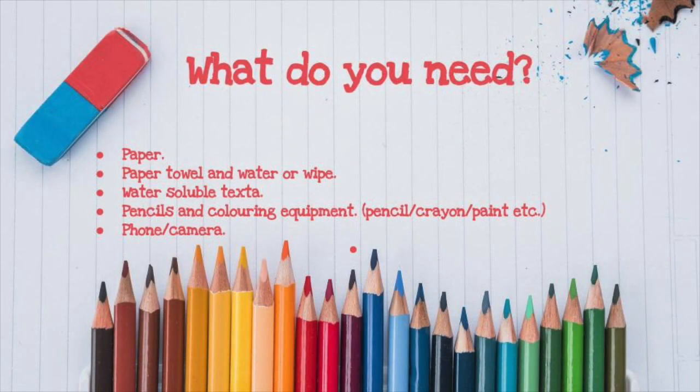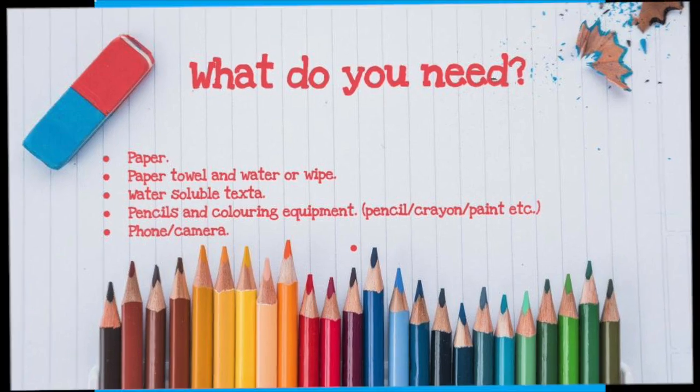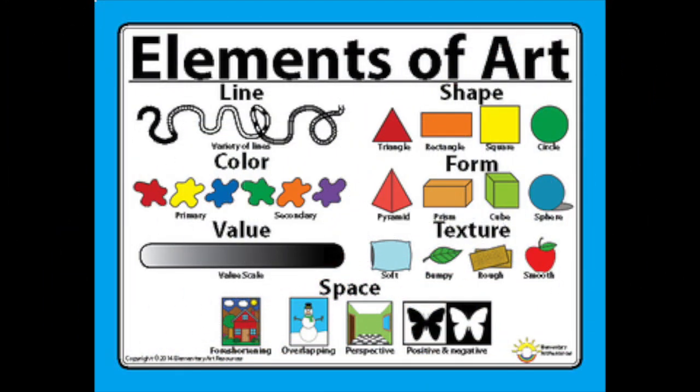What you'll need today is some paper. You'll need a paper towel with some water, or I just used a wet wipe. You can use water-soluble textures, and then afterwards you can use pencils or any colouring equipment you've got at home. The element of art that we're looking at today is line, because we're doing drawing, and then we're going to go around our name using different lines, and we're going to make them squiggly.